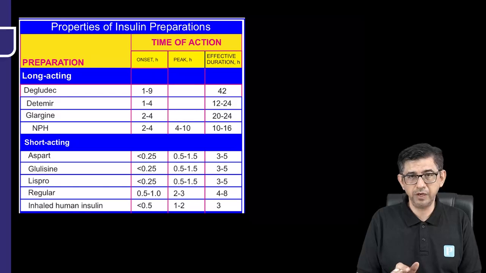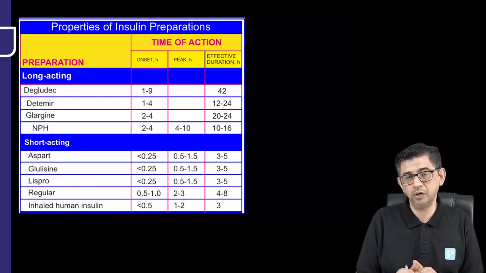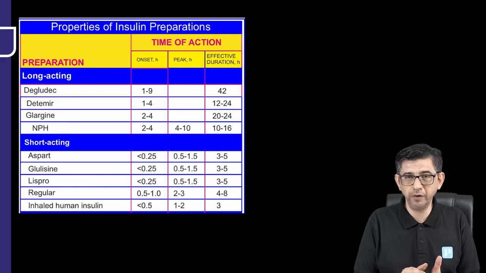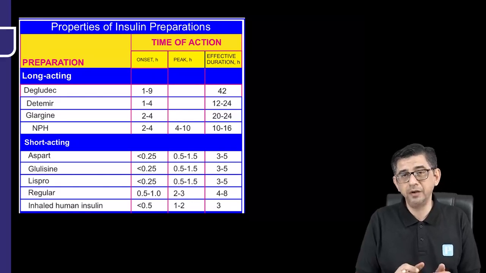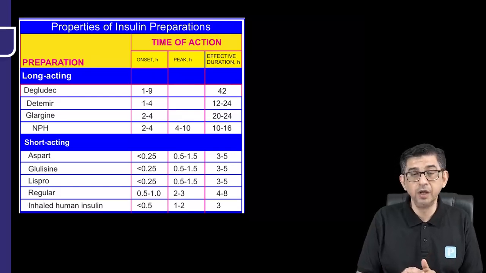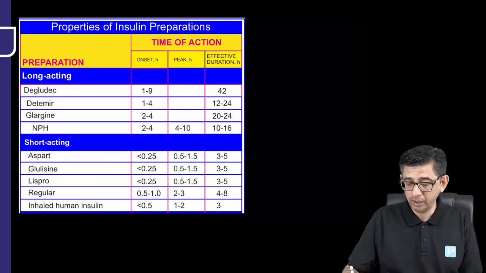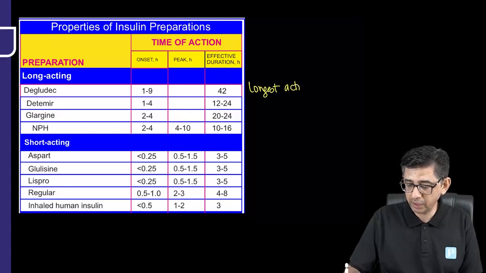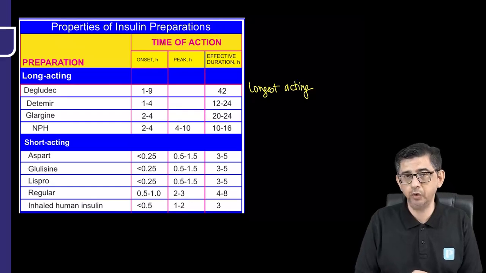In the current edition of Harrison, they are divided into long-acting and short-acting insulin, though traditionally we have been reading about them as rapid-acting, intermediate-acting, regular insulin, long-acting insulin, ultra-long-acting insulin. So which is the ultra-long-acting insulin? That's going to be degludec. Degludec overall is the longest acting insulin, with the action going up to as long as 42 hours.